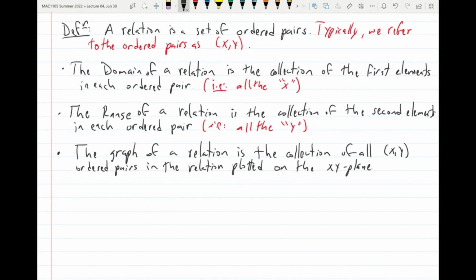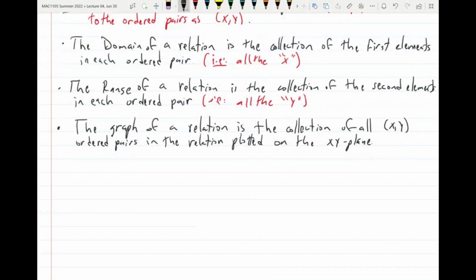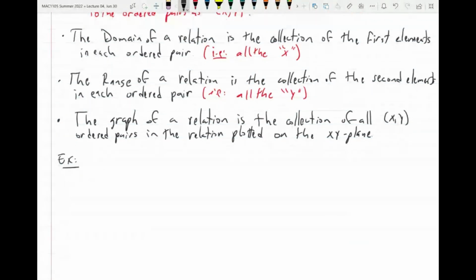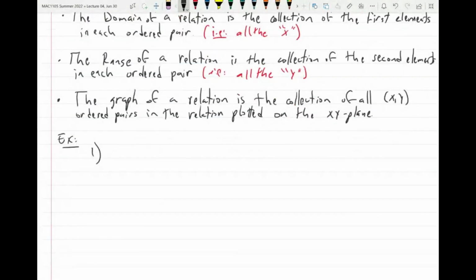Okay, so every relation, if your ordered pairs x and y are numbers, then you can talk about the graph of this relation, which is just plot all of these points. And then that's going to give you the graph. Let me give you some examples, and I'm going to give you some relations, and then I want you to tell me the domain and the range of the relation. First one, and also graph it.